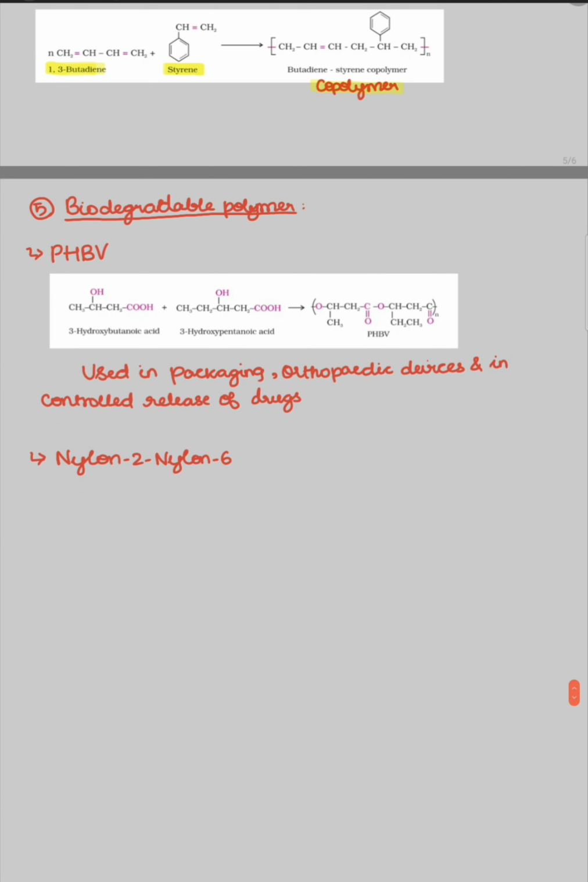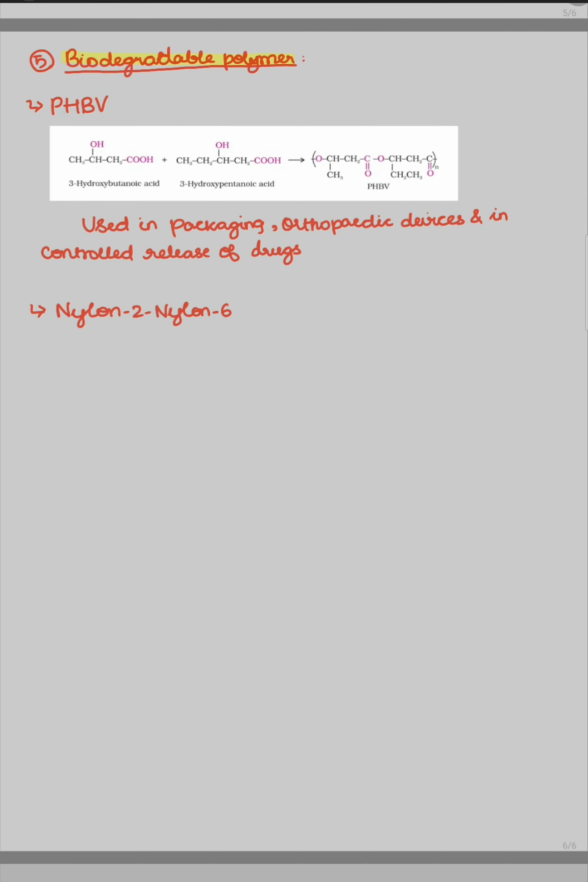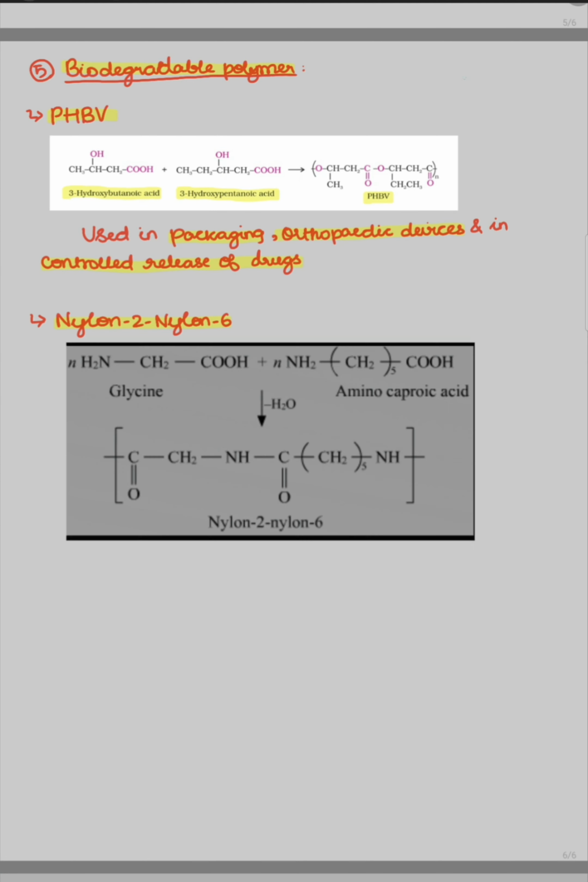Next we come to biodegradable polymers. Biodegradable polymers can be easily degraded by microorganisms present in the environment. It includes PHBV and nylon 2 nylon 6. PHBV is obtained from 3-hydroxybutanoic acid with 3-hydroxypentanoic acid, and this PHBV is used in packaging, orthopedic devices and controlled release of drugs. This nylon 2 nylon 6 is obtained from polymerization of glycine with aminocaproic acid by removal of a water molecule.